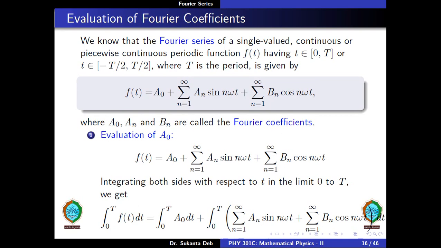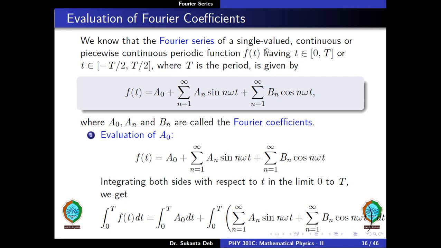Now in the last class we have discussed Fourier's theorem as well as Fourier series, and we have just derived this expression, but the evaluation of the coefficients was left. So in this class we will try to evaluate these coefficients a0, an and bn.